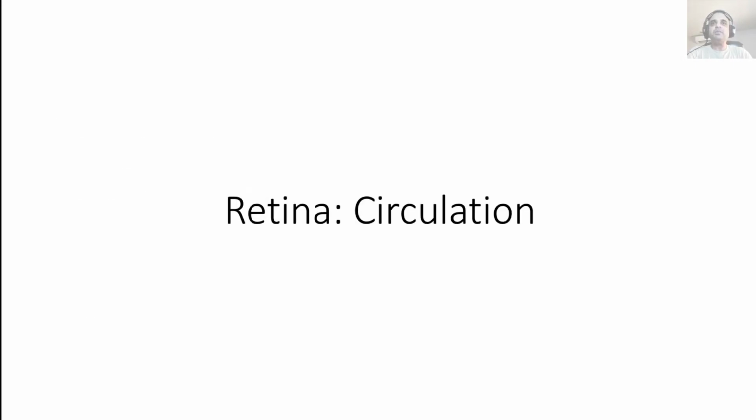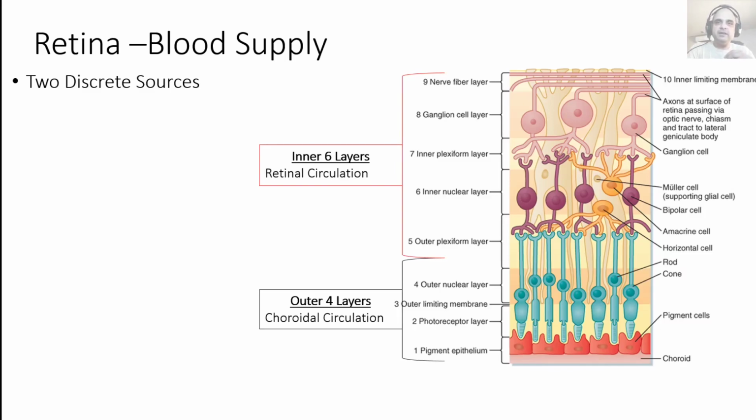So let's just talk about the circulation of the retina, and I'm sure you know this, that the retina has a dual blood supply. The outer four layers of the retina, the layers that are closest to the choroid and the sclera, are provided nourishment by the choroidal circulation. And the inner 6 layers are supplied by the retinal circulation. The watershed zone is at the outer plexiform layer.